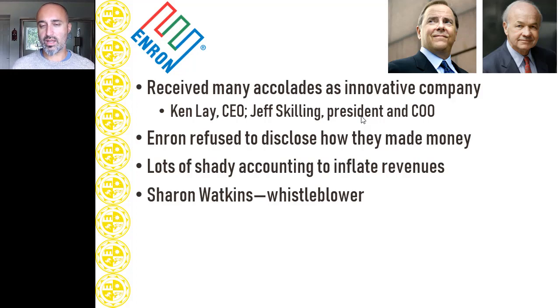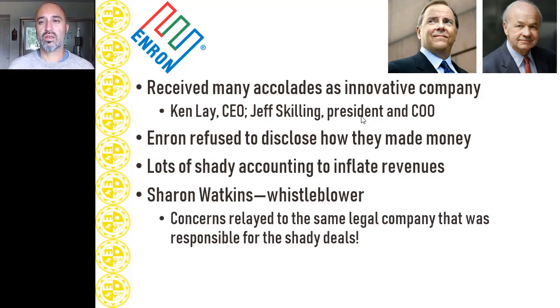Now, there was a whistleblower named Sharon Watkins who laid out her concerns to Skilling. And basically, her concerns were relayed to the same legal company that was responsible for the shady deals in the first place. So, in other words, there was no accountability within the organization, or at least the people who were in charge of oversight were the same people who were responsible for the ethical breaches. So that's a really bad situation.